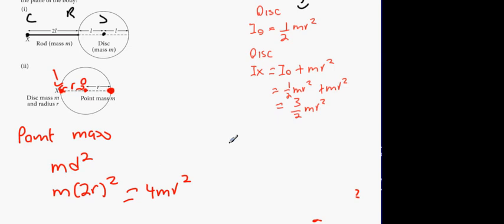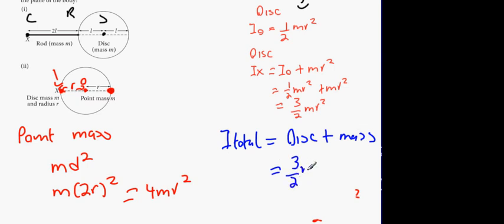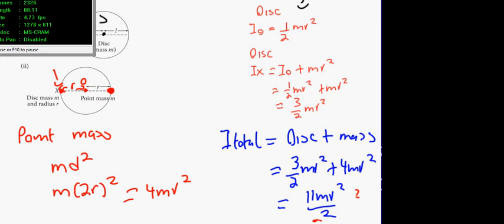Now finally, I total, and this is I total around the x-axis, the total inertia is going to be your disk plus your point mass, and that's going to get me 3/2 mr squared plus 4mr squared, and when you add them both together you're going to get 11mr squared over 2. It's not too bad, right? Any questions, anything you don't understand?